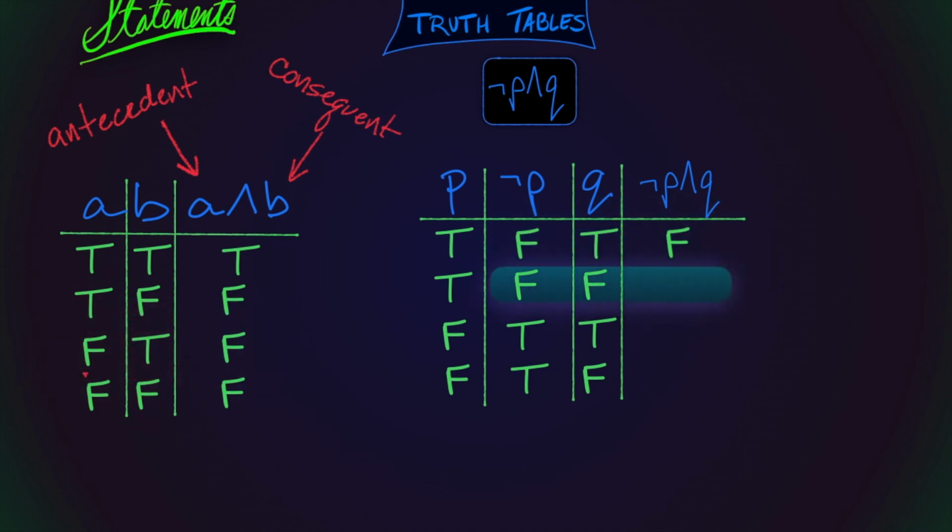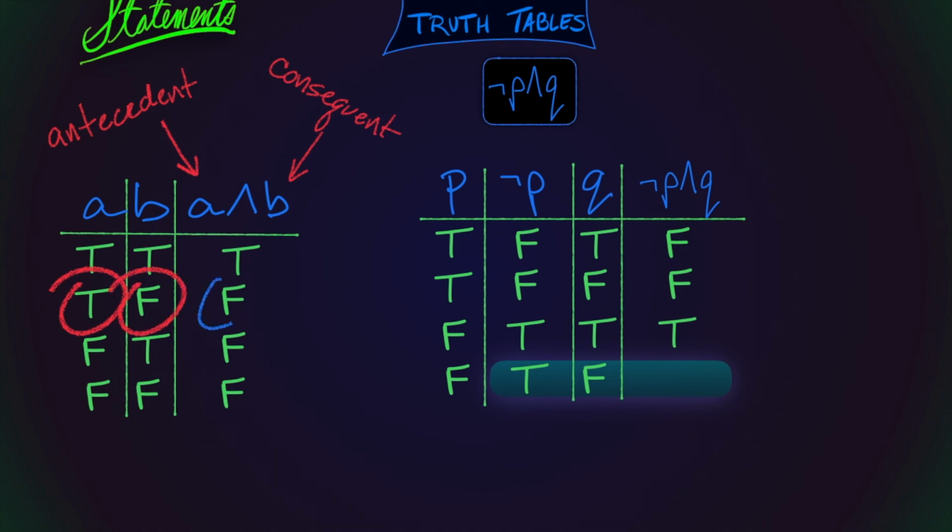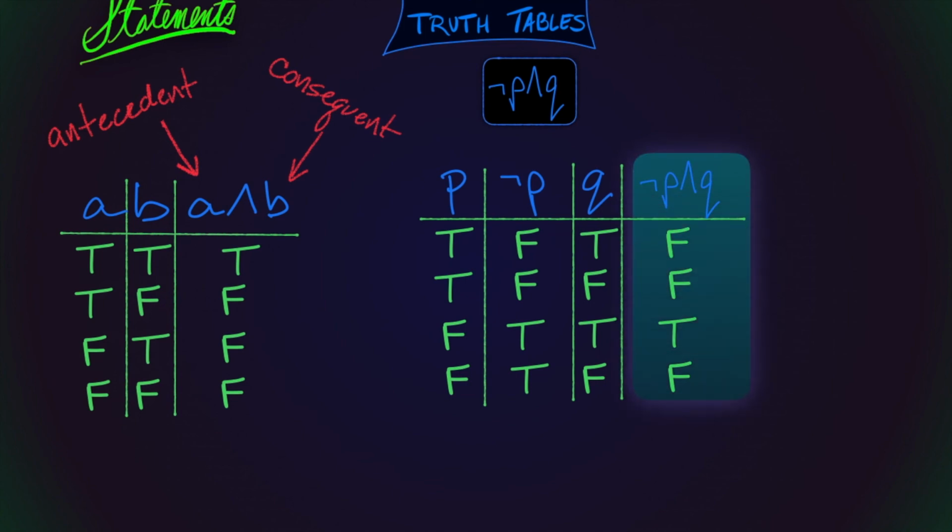When the antecedent is false and the consequent is false, we get a false, and so ours is going to be false. When the antecedent is true, the consequent is true, we get a true. And lastly, when the antecedent is true, the consequent is false, we get false. And so we're going to have a false. And so there is our truth table for not P and Q.